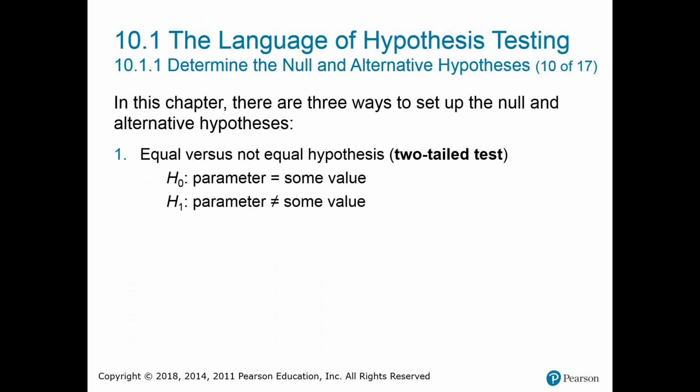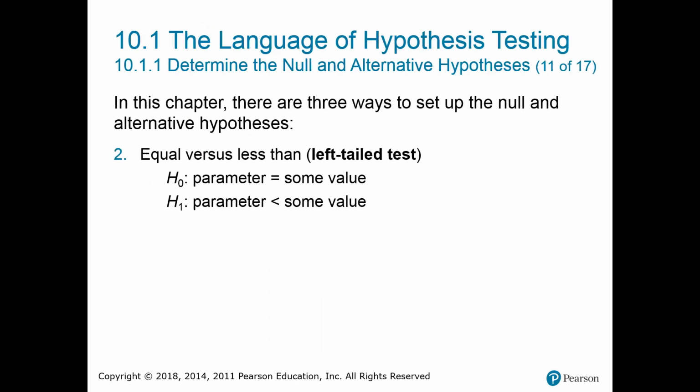In this chapter, there are three ways to set up the null and alternative hypotheses, and we'll look at those three. Equal versus not equal hypotheses. That's called a two-tailed test. You're either looking at your parameter equaling some value with your null hypothesis or your parameter not equaling some value with your alternative hypothesis.